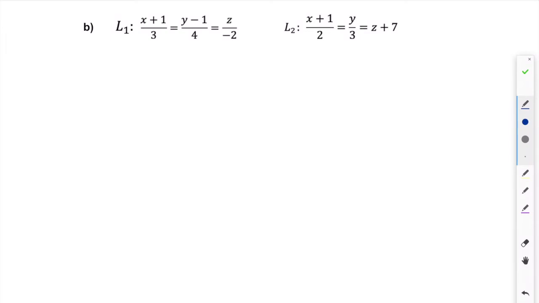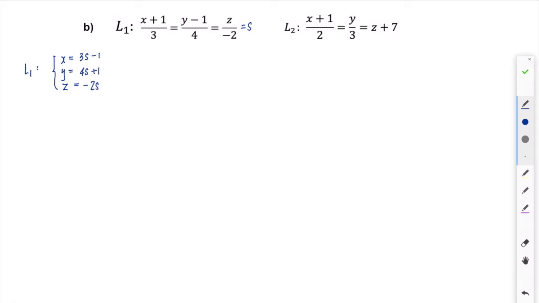Example B. This time we have two Cartesian equations for line 1 and line 2. Knowing that eventually we'll probably be solving these equations, it's a good idea to write it out in parametric form first. So L1, let's use the parameter s. I have x equal to 3s minus 1. Y is equal to 4s plus 1. And z is negative 2s.